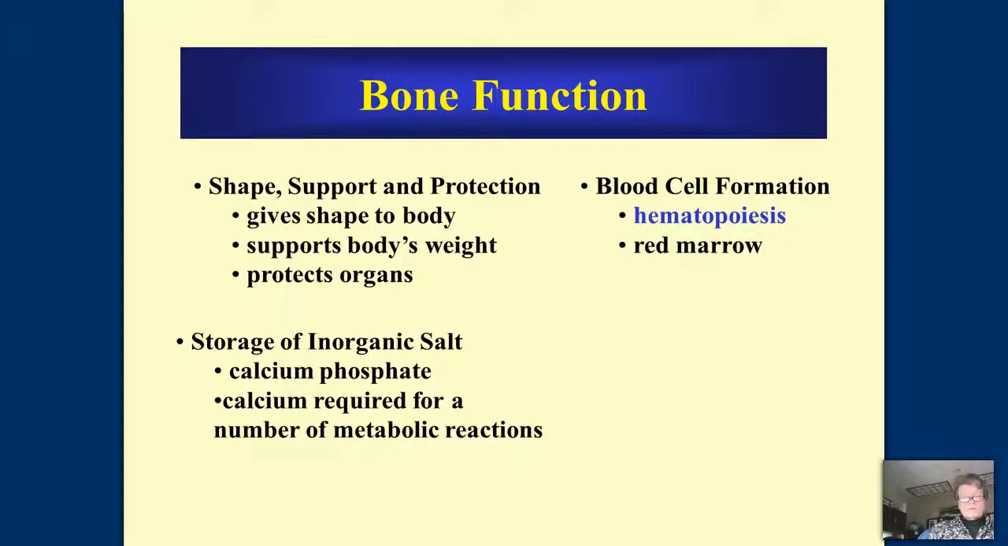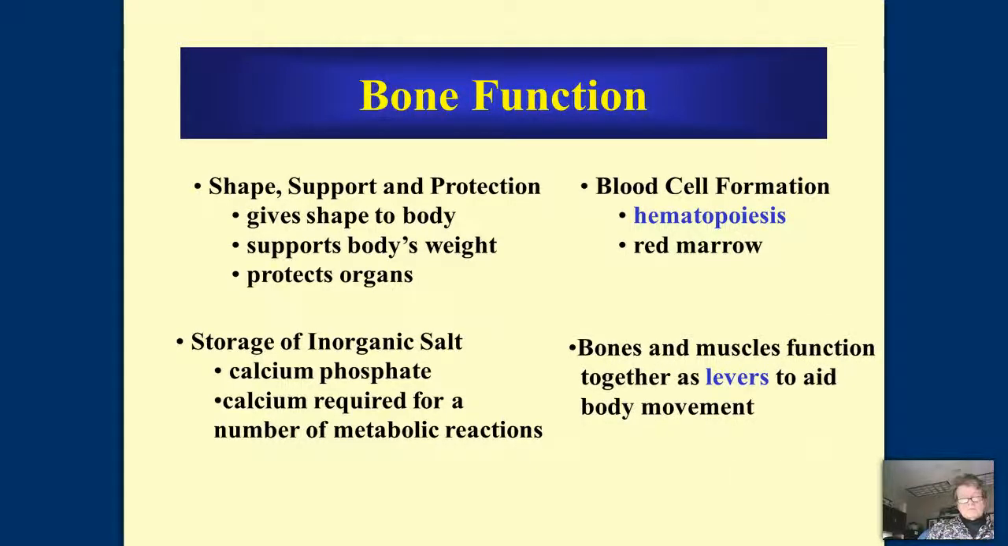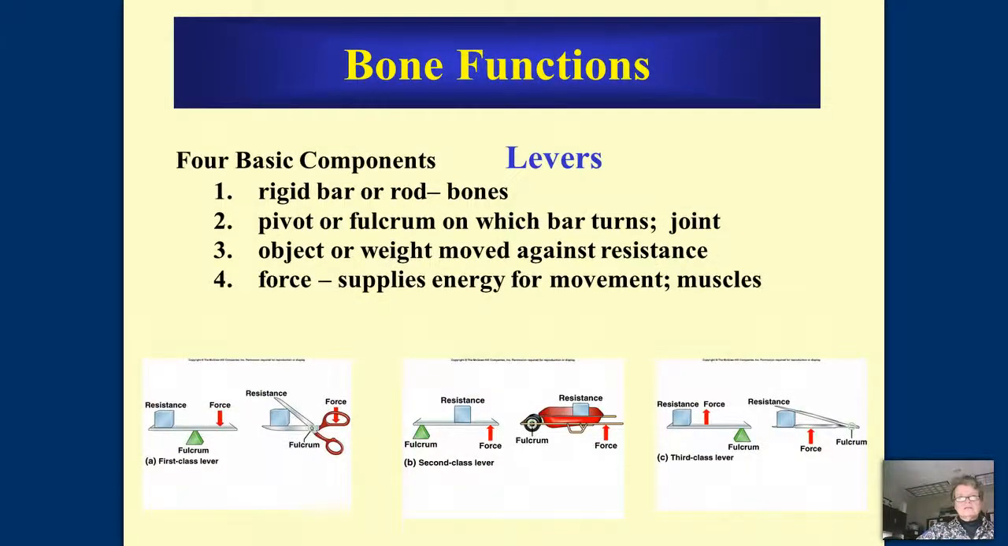Hematopoiesis is blood cell formation. It occurs in red marrow, so red marrow that's found at the end of long bones and at different other parts of the body, in spongy bones and other parts of the body, are responsible for the formation of blood cells. The bones and muscles work together, the bones as levers, and the muscles work with these levers to aid in body movement. Let's talk about those levers now.